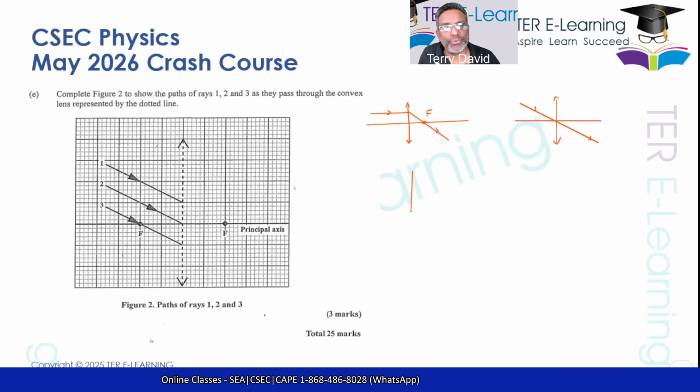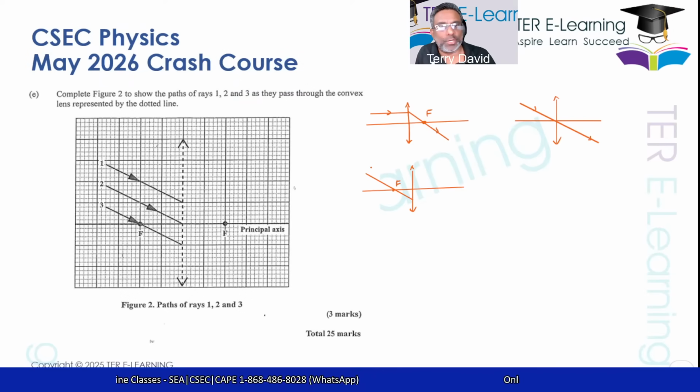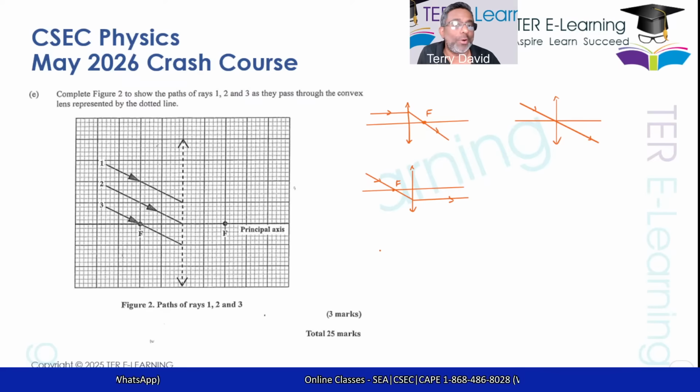There is another rule as well. If you have a ray that is passing through your focal point, right? This is your focal point here, and the ray does this, right? If it passes through the focal point there, when it passes through the lens, it does this, right? So these are 3 rules here we need to know for lenses. So we're just going to apply that in this case here.